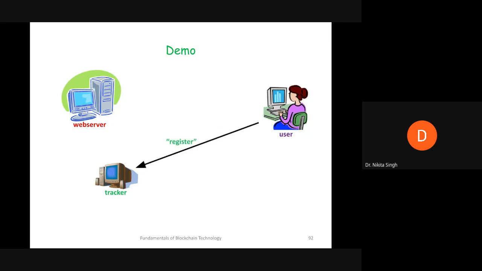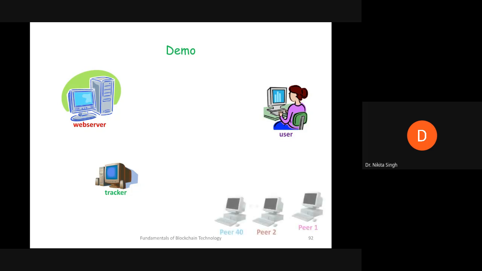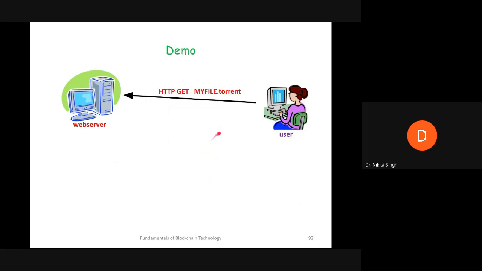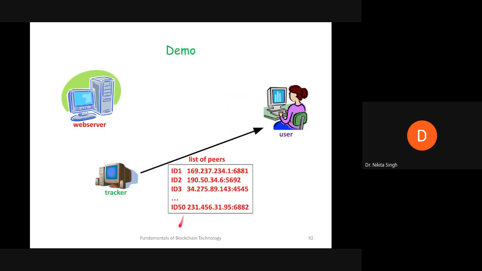And using this URL, you will contact the tracker. That is, you will register with the tracker, and the tracker will provide you with the list of peers. That is, here we have up to 50 peers on the network or the swarm, which we are going to be a part of. So the swarm is established based on the file that we will be downloading. So these list of peers are those peers who are downloading this myfile.torrent.